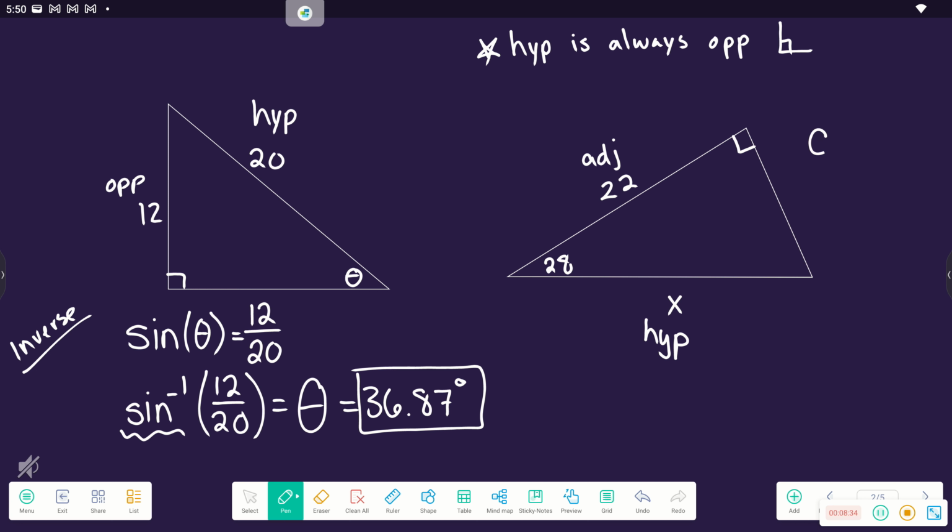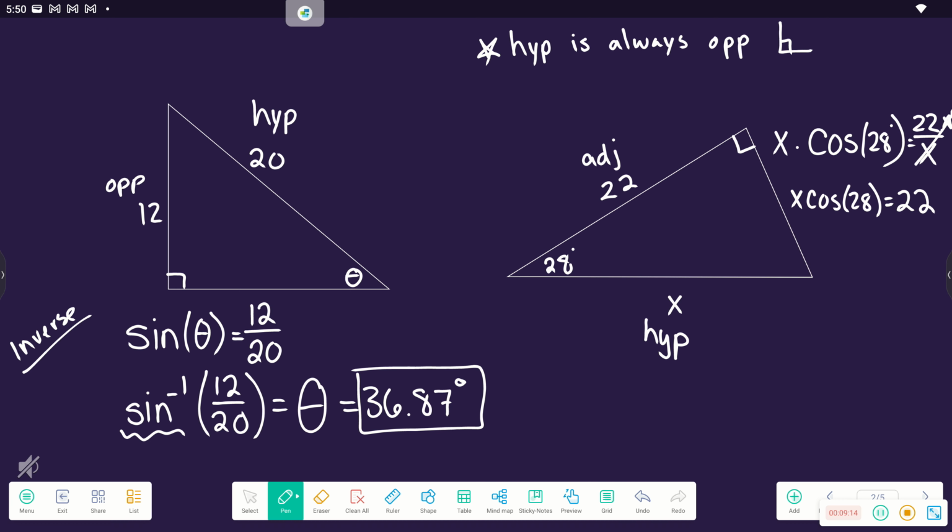is cosine. So the cosine of my angle, which is 28 degrees, so cosine of 28 is adjacent over hypotenuse. Now, this looks kind of wild, but we're actually going to solve it exactly how we would any other linear function. If I want to get rid of that x from my denominator, I'm going to multiply by x on both sides. So I have x cosine of 28 equals 22.